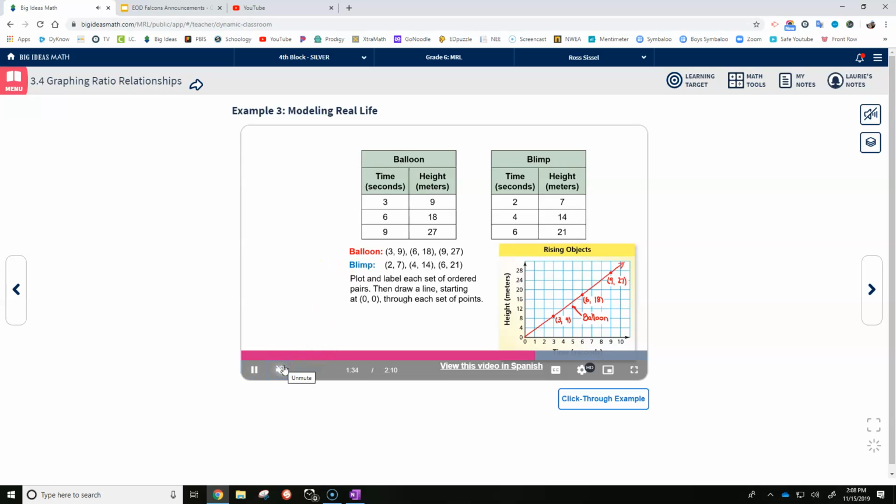Now, as she's working, I'm just going to talk real quick. Why should I use 2 different colors when I make my lines? Sarah? So you know which one's the blue and which one's the red. Yeah, so I can identify which one is which.